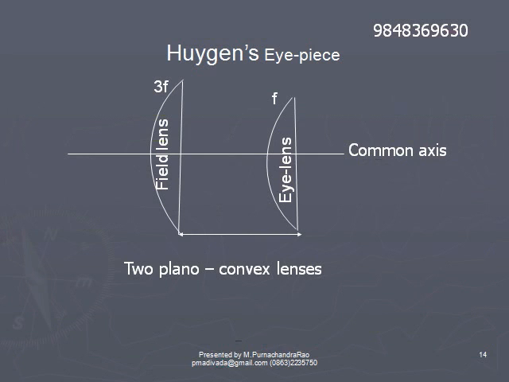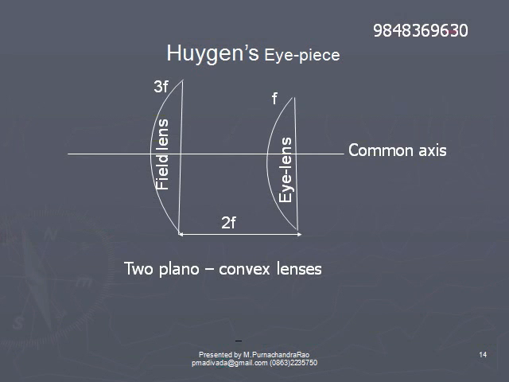The focal length of the eye lens is f. The focal length of the field lens is 3f. The field lens is of 3f focal length and the eye lens is f in focal length. The separation of these two lenses is 2f.